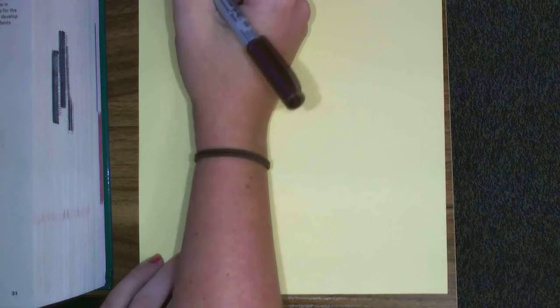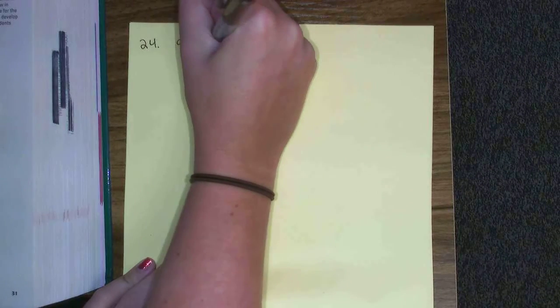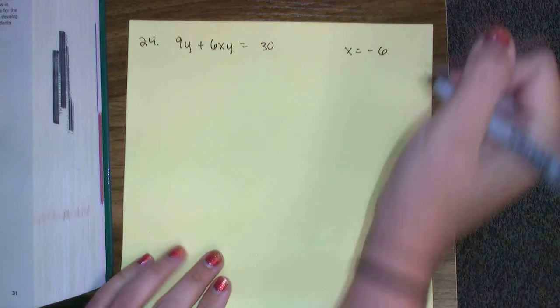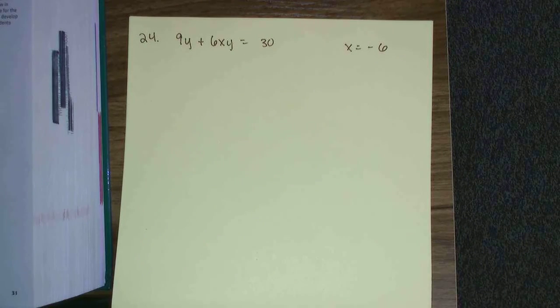Alright, next ones are solve the equation for y, find the value of y for the given value of x. Same thing, except they're getting a little harder. Number 24. 9y plus 6xy is equal to 30. x is equal to negative 6. So I need to get y by itself. Ideas on what to do?